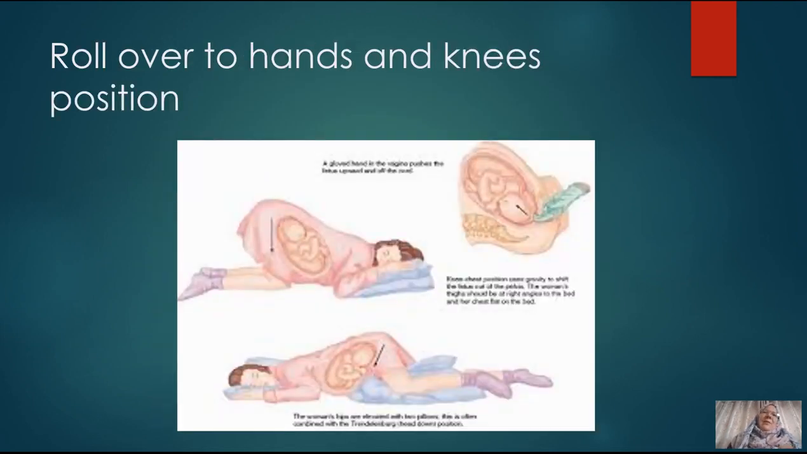If all of this does not work, you come to your last action, and this is the last R, which stands for roll over to hands and knees position. And this is the hands and knee position. Doing this is said to give a bit more room and make the baby kind of fall down and dislodge the anterior shoulder from behind the symphysis pubis.